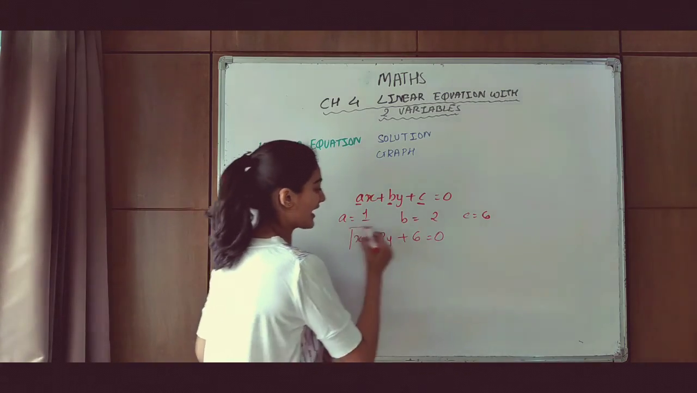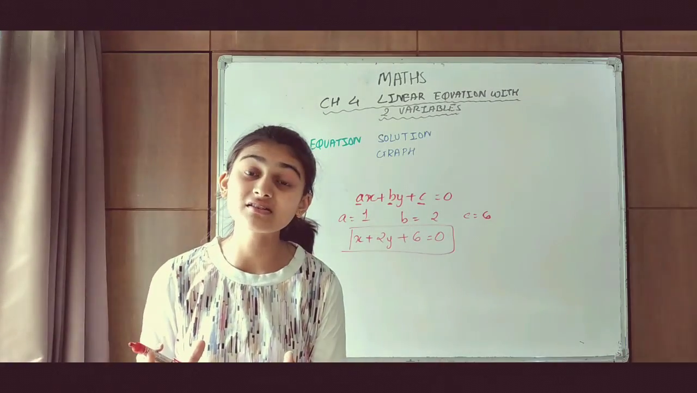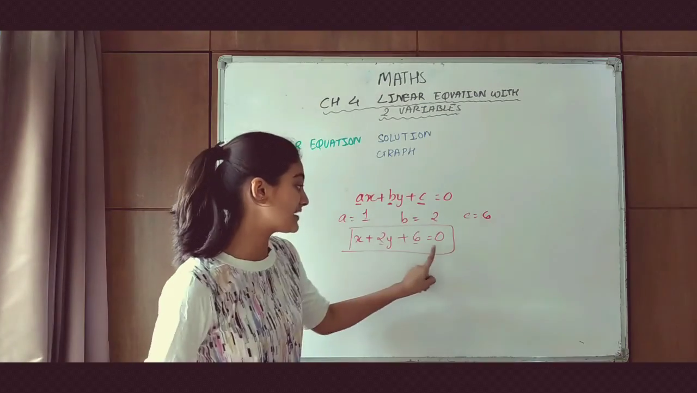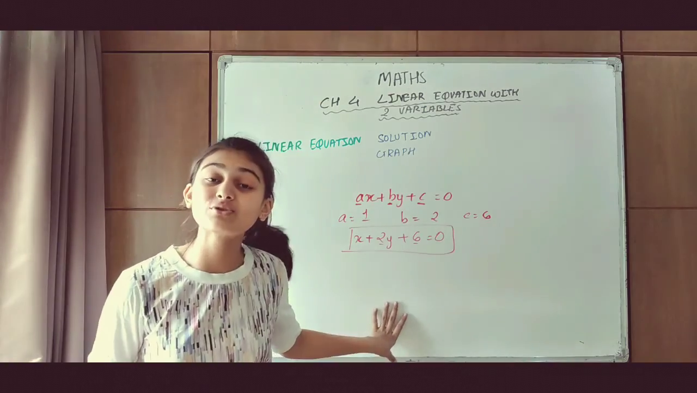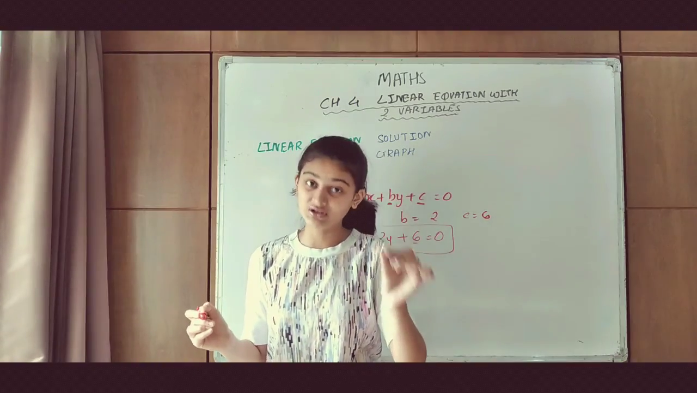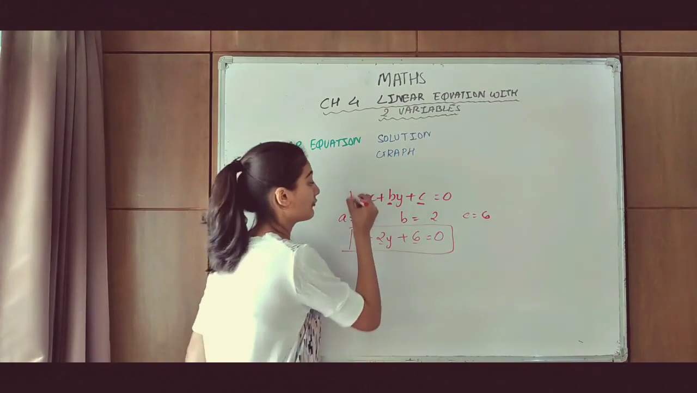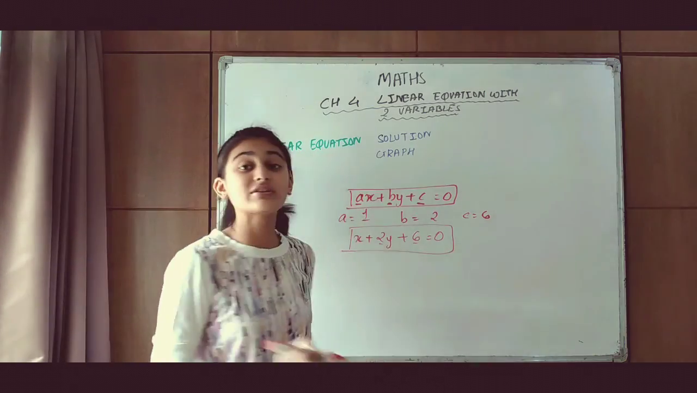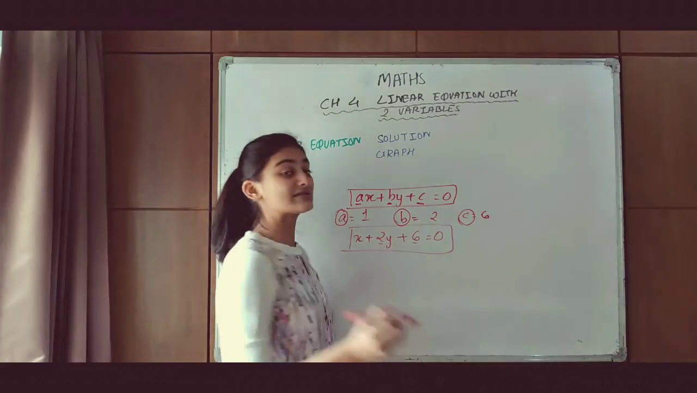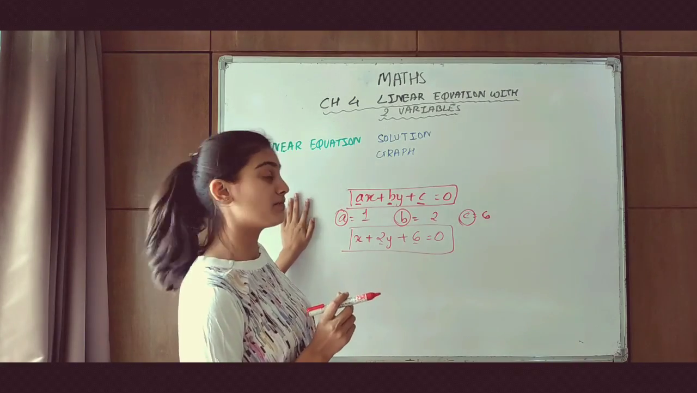Now this expression is known as a linear equation. Why is it known as a linear equation? Because it has variables, it has constants, it has operators, so it is known as a linear equation. So the proper definition of a linear equation is: any expression which can be written in the form ax plus by plus c is equal to 0, where the values of a, b and c are not equal to 0. Okay, so this is what a linear equation means.